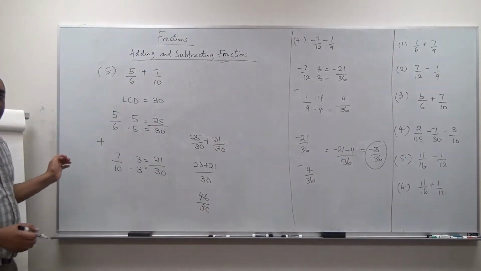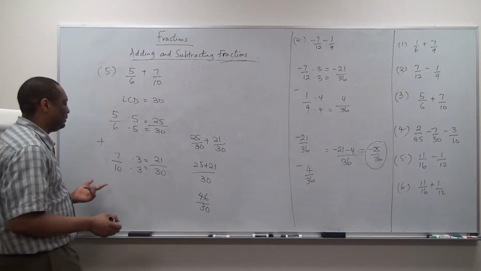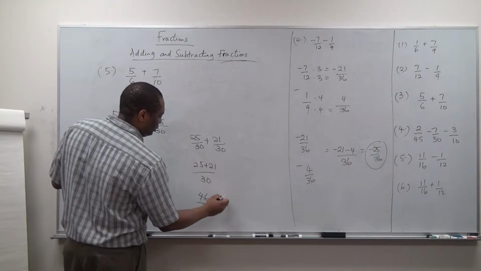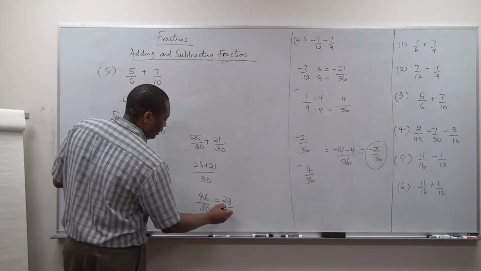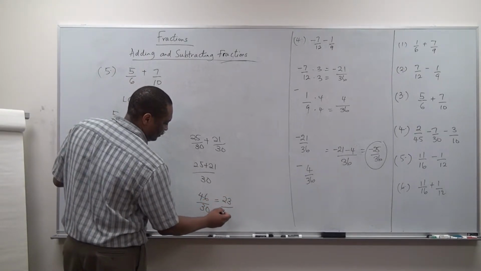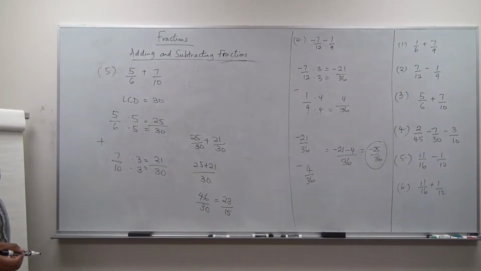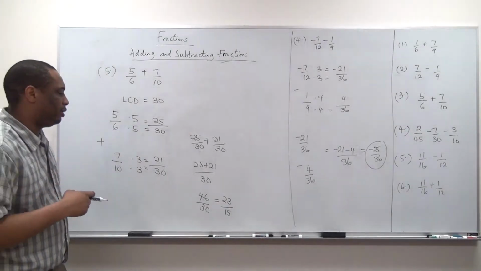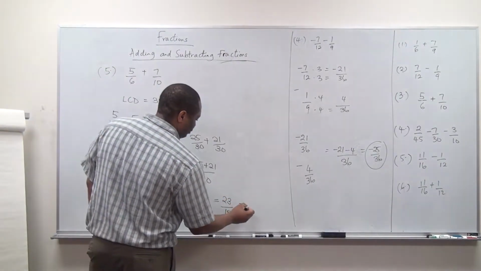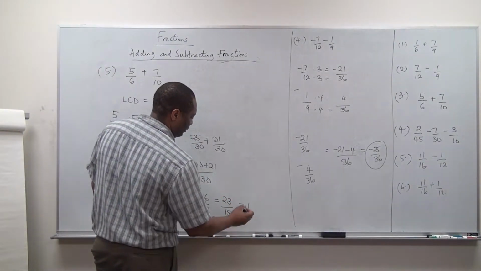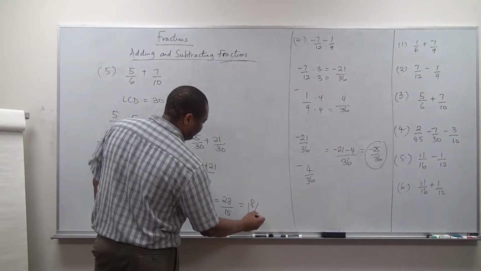And then you can simplify. When you simplify, it gives you what? 23 over 15. When it gives you 23 over 15, you can still convert the improper fraction to a mixed number. Please go ahead and view that video on the conversion. This will give you one whole number, 8 over 15.